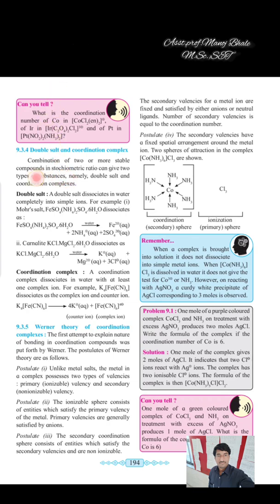Now the next important point is double salt and coordination complex. What are a double salt and a coordination complex? A double salt is a combination of two or more stable compounds in a stoichiometric ratio. There are two types given there: the double salt and the coordination complex.